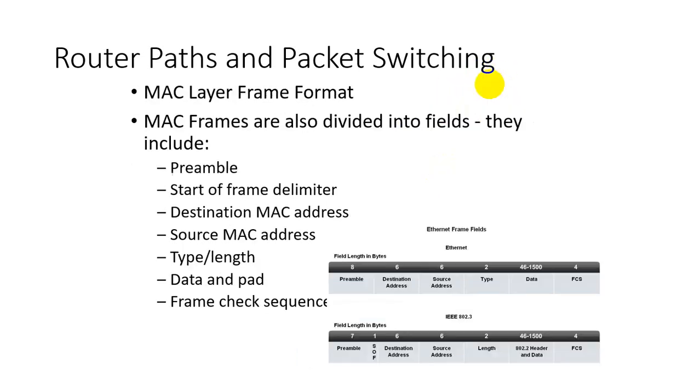Moving on to the next chapter, we will find that the MAC layer format, the MAC frames, are also divided into fields. They include preamble, start frame delimiter, destination MAC address, source MAC address, type and length, data and pad, and frame check sequence. We call it FCS. So this is the MAC layer frame format, as we discussed earlier.